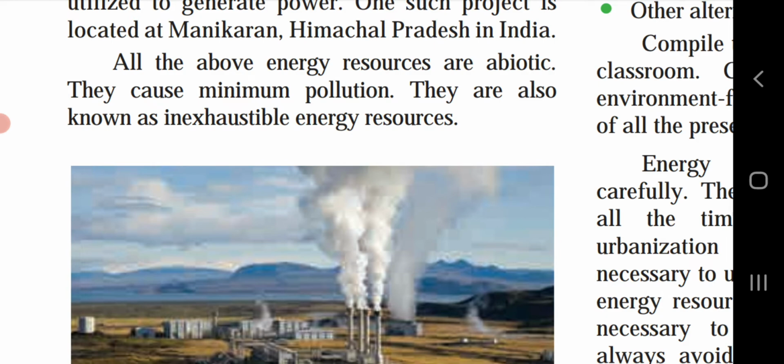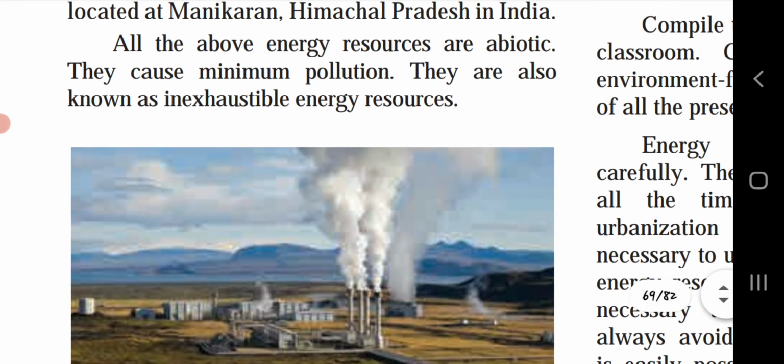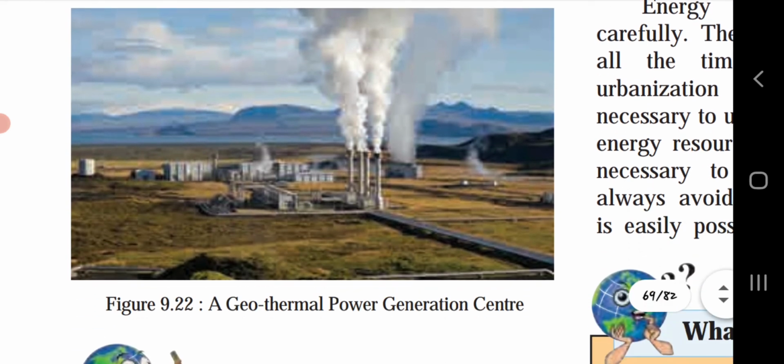These cause minimum pollution. They are also known as inexhaustible energy resources. So minimum pollution is created by using these energy resources, and they are also known as abiotic resources. A geothermal power generation center, you can see.